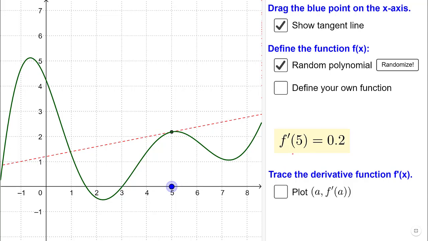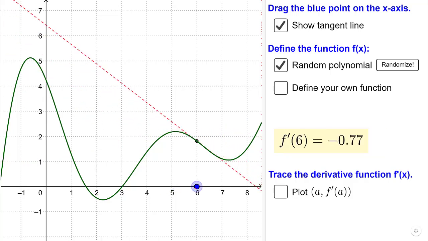So really think about that f prime notation. F prime of 5 equals 0.2. Let's take it over to 6. F prime of 6 is -0.77. And we can see that the tangent line has a negative slope there.